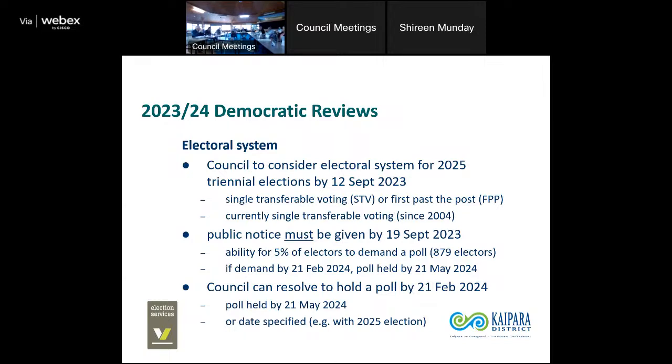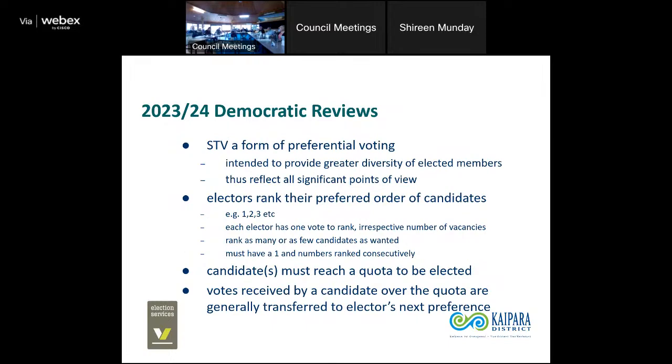And in the same time frame, a poll held by the 21st of May next year, the outcome, or a date specified with the 2025 election. So you could say, we want to hold a poll, we want to hold it by the 21st of May, so the outcome is available for the 2025 elections. Or you might say, well, we want to hold a poll in conjunction with the 2025 election, so it's far cost effective, and then the outcome, of course, would be applicable for the 2031 elections.